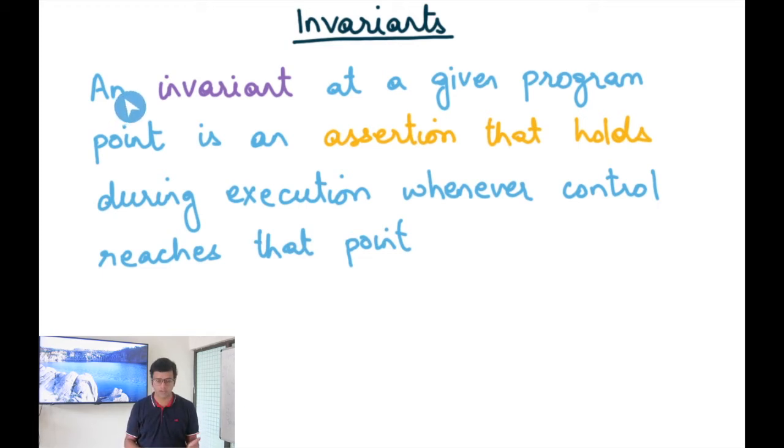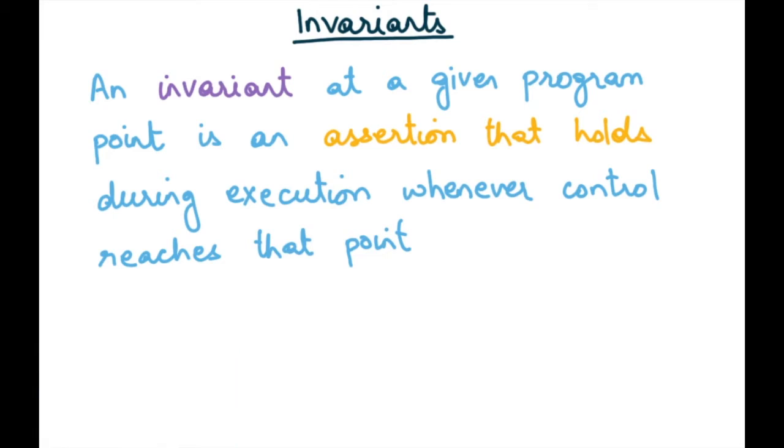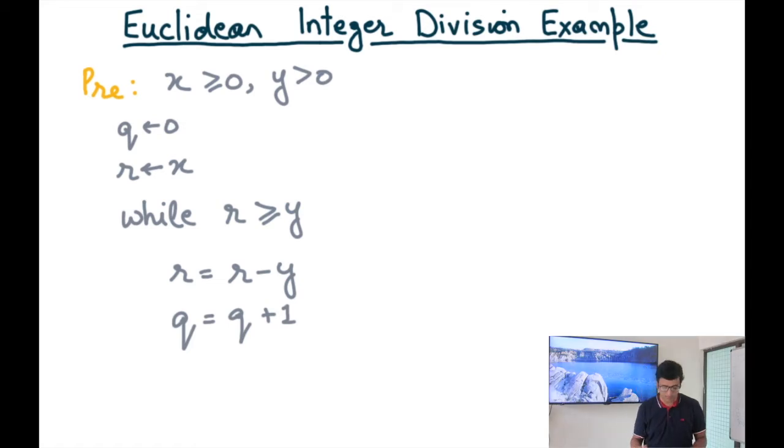So we're going to define what an invariant is more formally. An invariant at a given program point is an assertion that holds during execution whenever control reaches that point. So whenever, at a particular PC program location, during execution the control reaches that point, this fact is always true. And if such an assertion exists, then that's called an invariant. Okay, so let's look at an example.